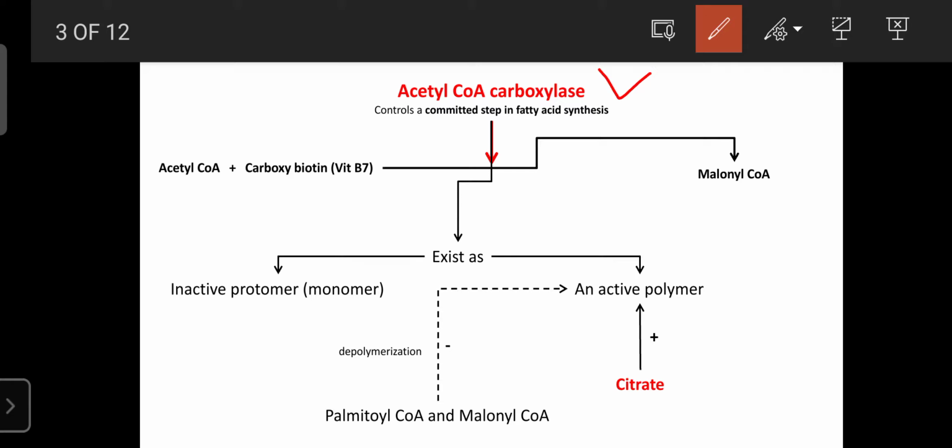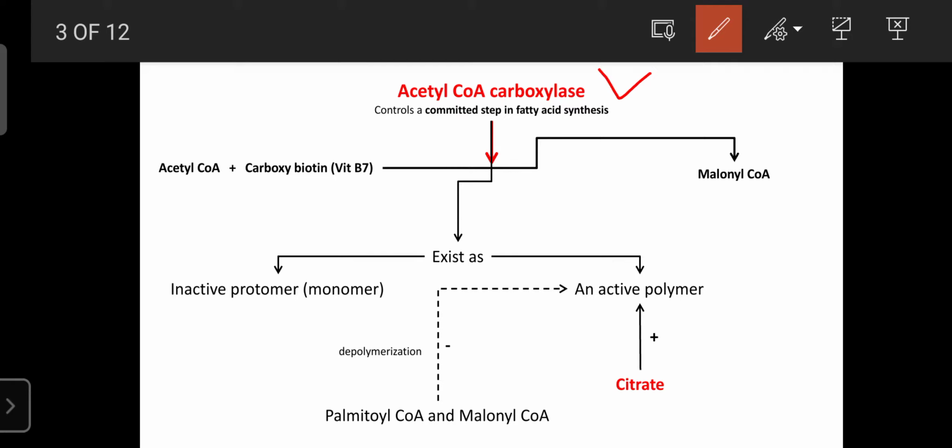So already you know, this is the acetyl CoA carboxylase enzyme. This enzyme regulates the reaction, that is, the conversion of acetyl CoA, that is carboxyl biotin, into malonyl CoA. So malonyl CoA is the precursor. It can give carbon dioxide, as well as it is a source for the acetyl CoA. And whatever reaction is regulated by acetyl CoA carboxylase is known as the committed step in fatty acid synthesis.